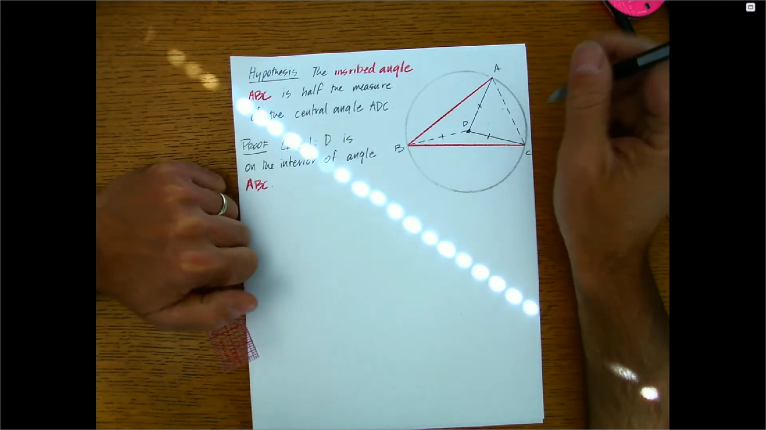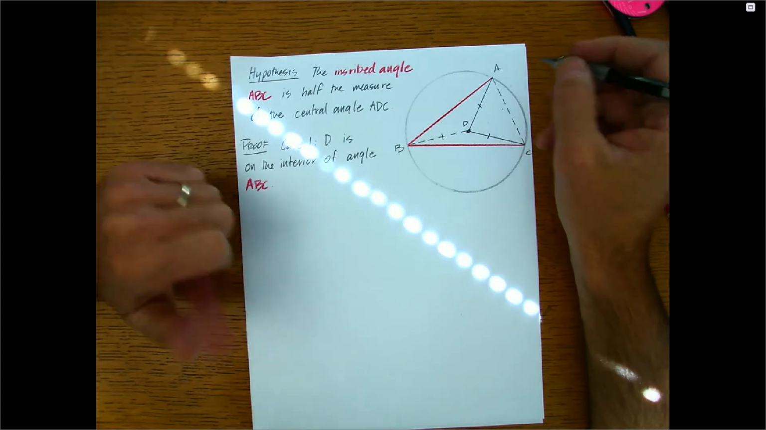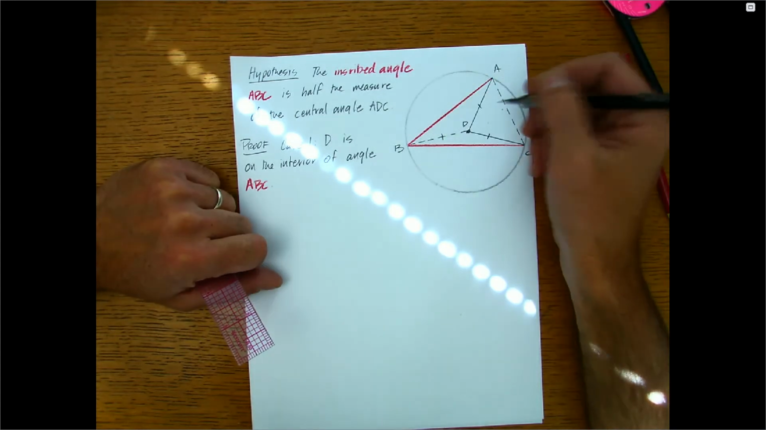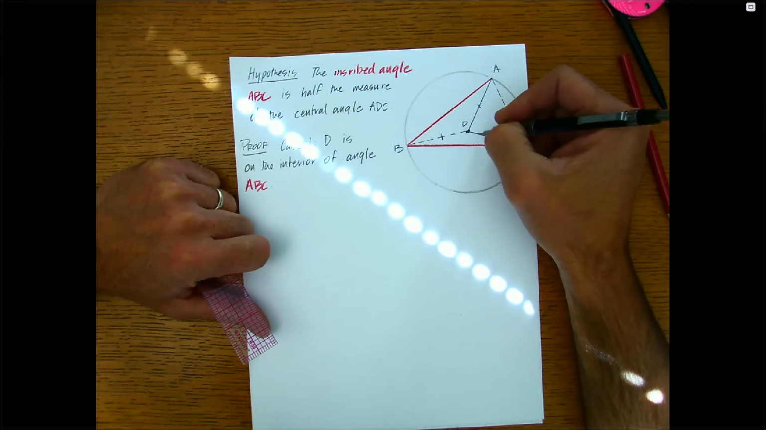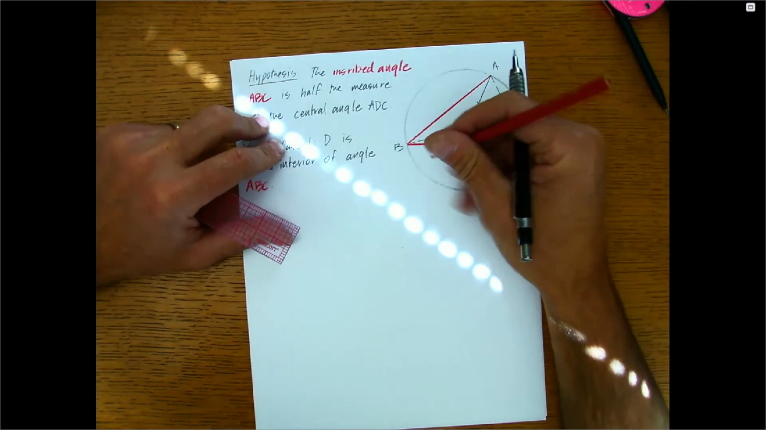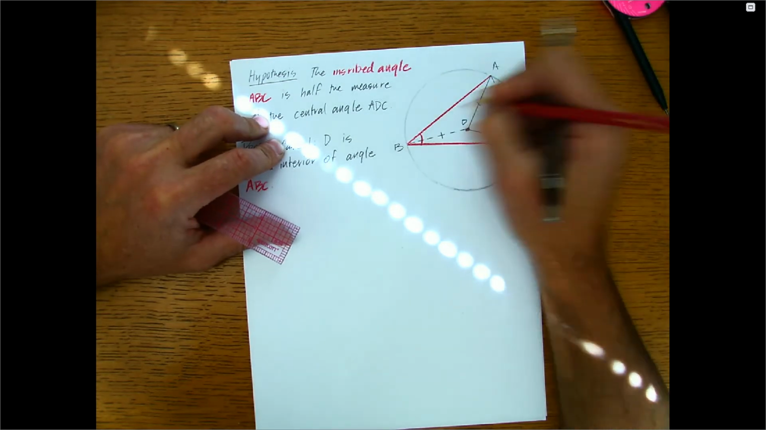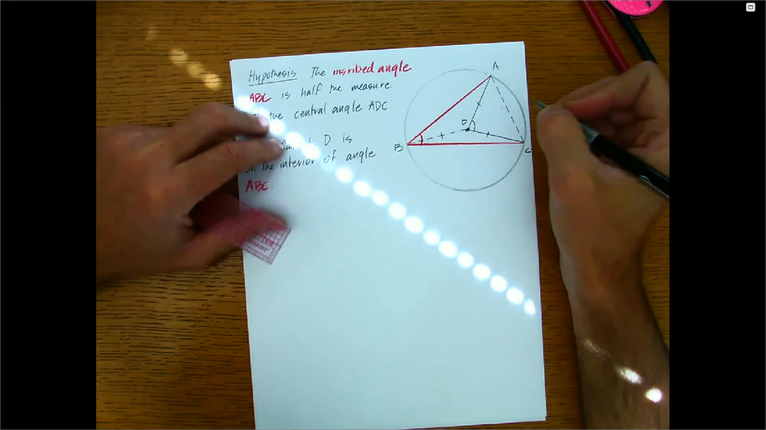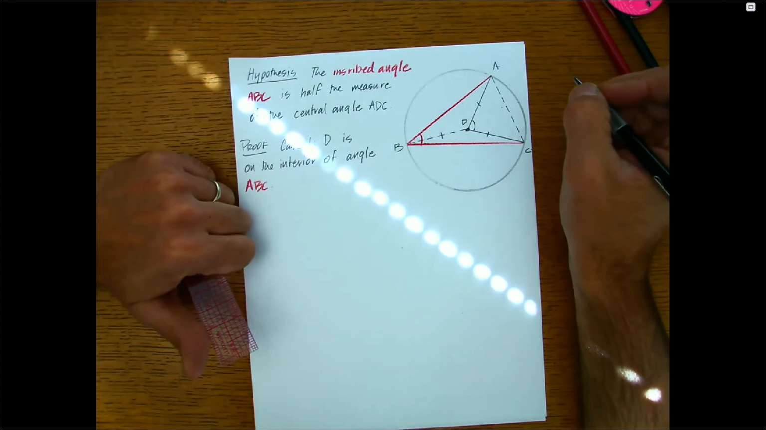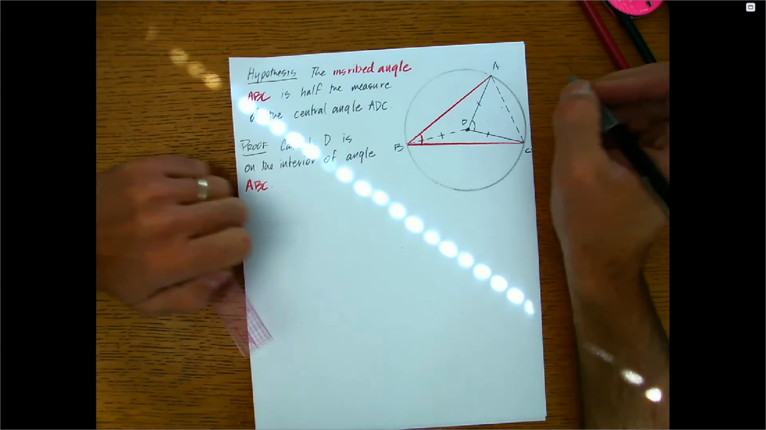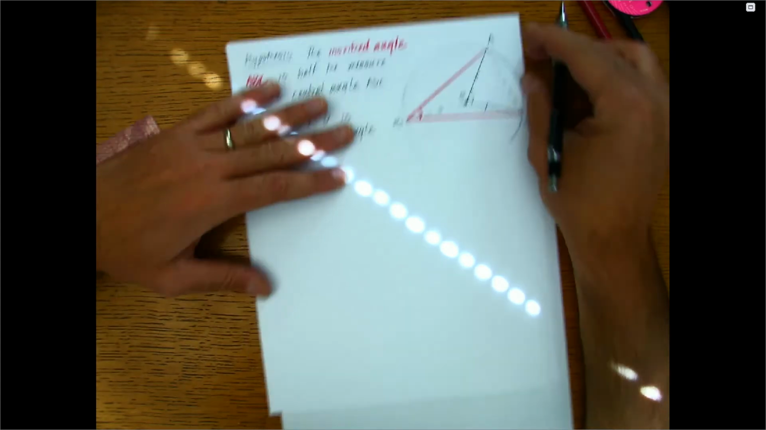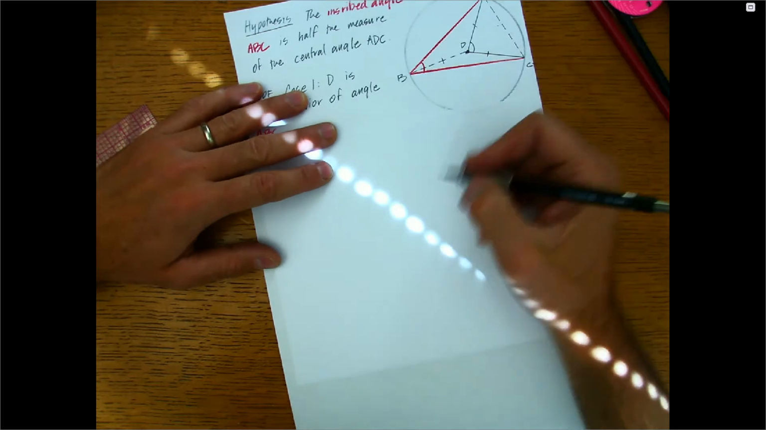Okay, so what I'd like to show is that this angle right here is half the measure of that angle right there, right? So maybe I should draw it in. This angle right here is half the measure of that angle right there. Okay, maybe we should do a little scratch work and think about what's going on here in terms of the triangles drawn.